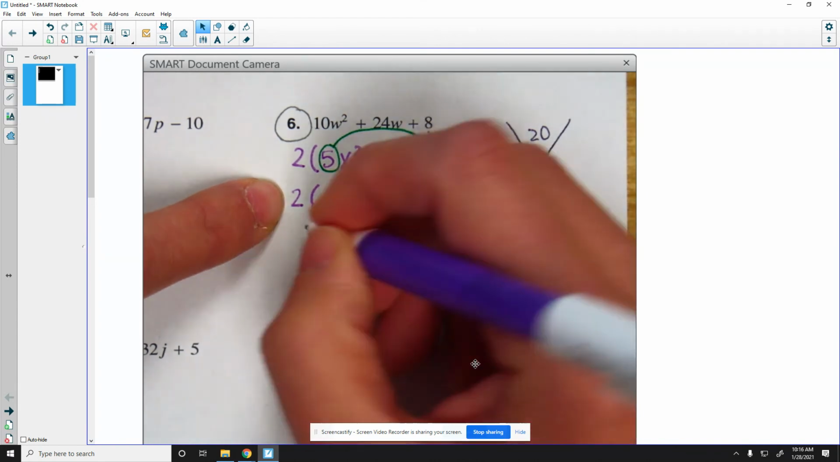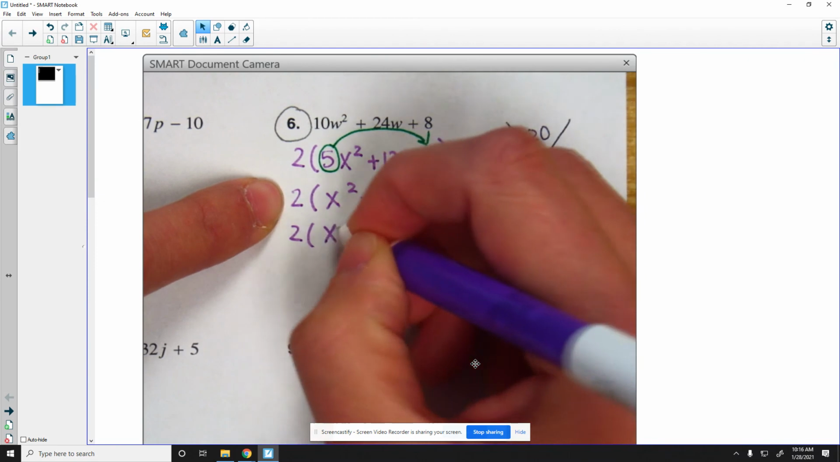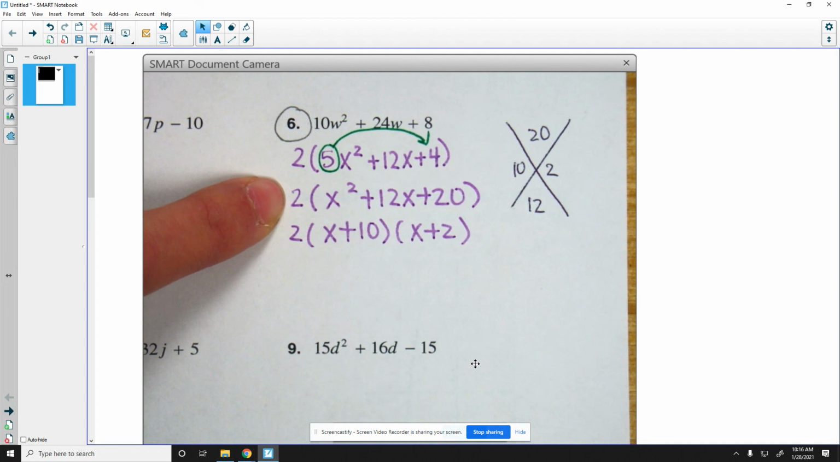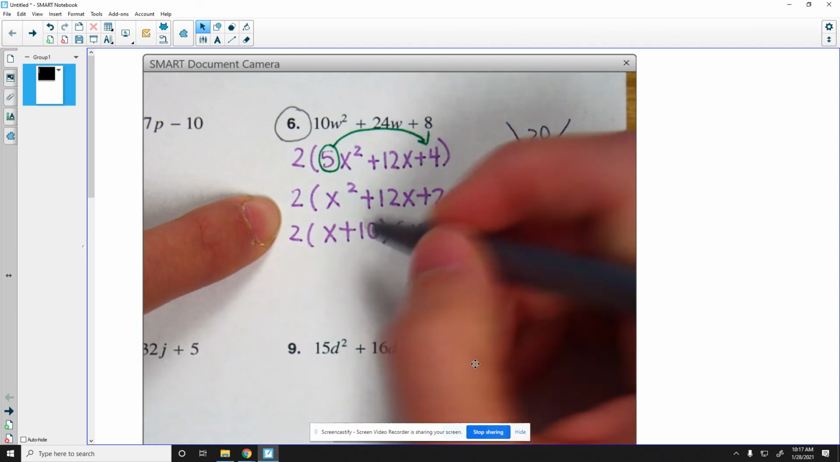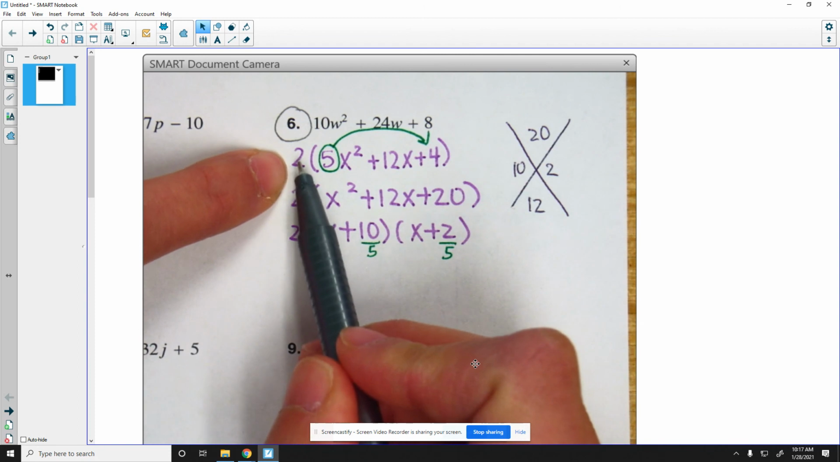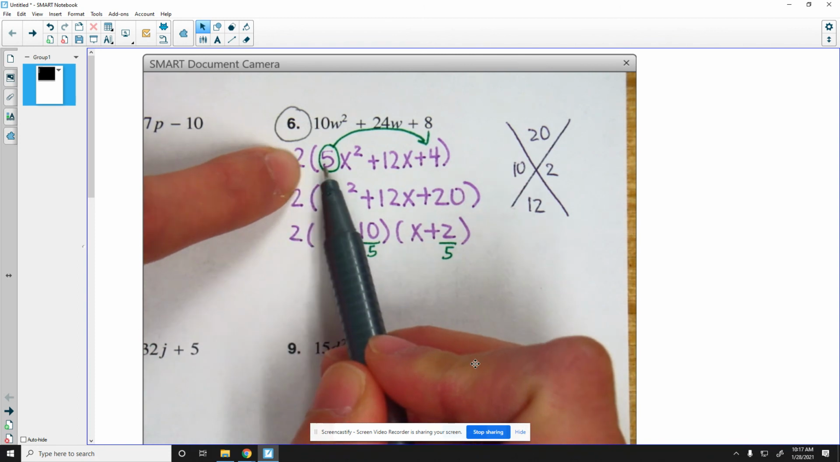Okay, so let's rewrite that. So I have X plus 10, X plus 2. I'm not done yet. Somebody online, not Kip or Luke. What do I do at the very end? Divide by 5. Thank you. So I'm going to divide everything by 5. And so some of you get confused. Well, should I divide by 2 because I pulled out a 2? No, you divide by 5.